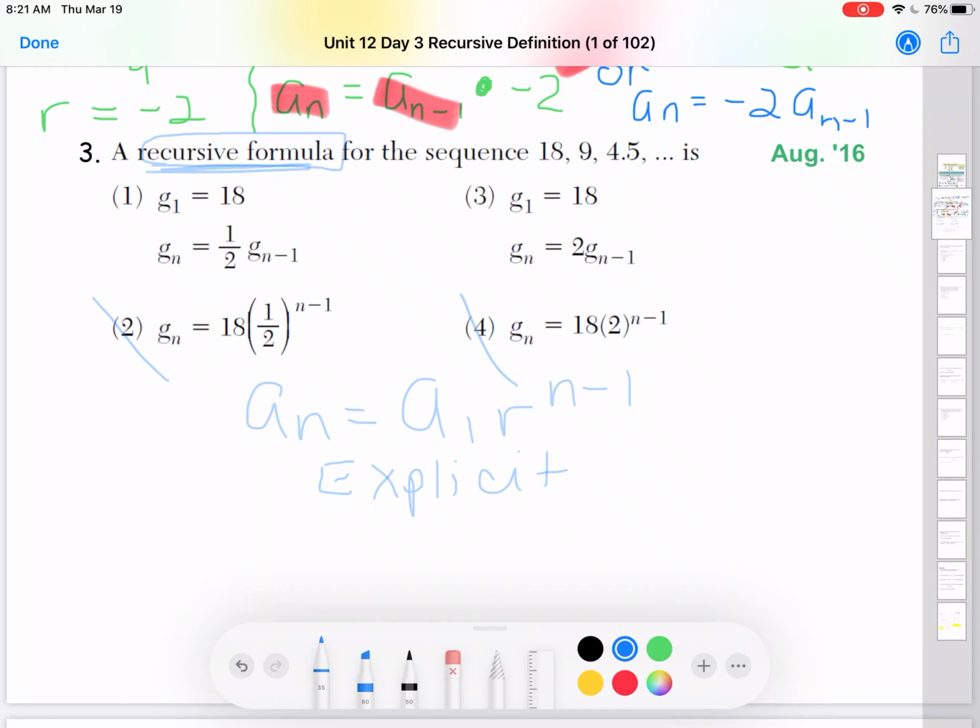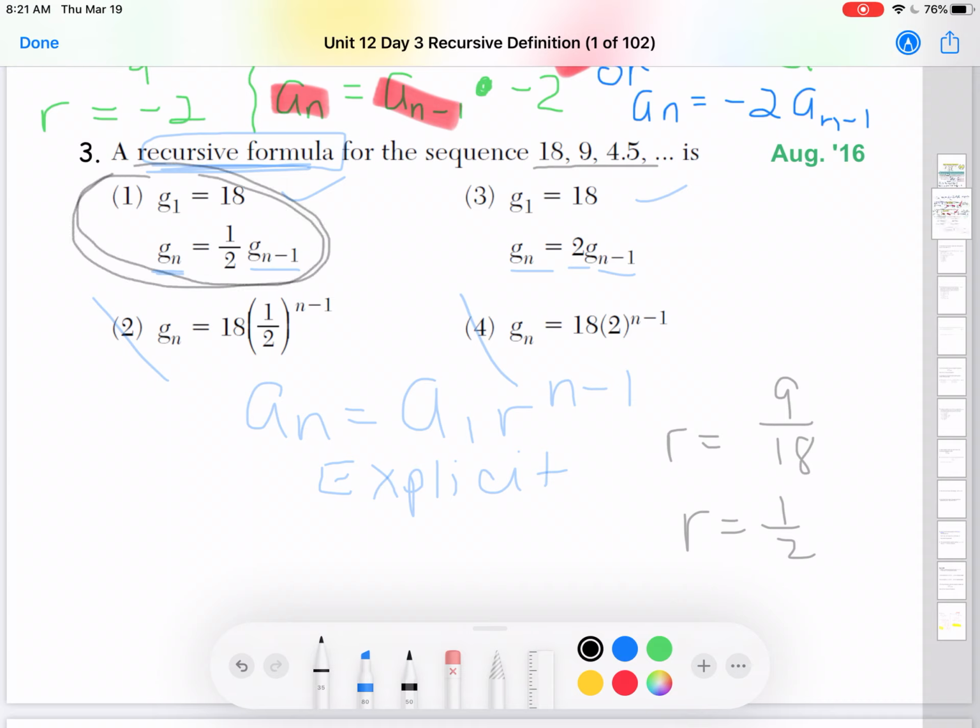Recursive formula is where you're always going to have the first term, and then you can see they're writing it as the next term is equal to half of the one before it, right? Or in this case, the next term is equal to twice the one before it. So we just have to figure out what the common ratio is in this question, and we could pick which choice it is. So common ratio, second divided by first, and my common ratio is 1/2. If you put in your calculator 18 times a half enter, times a half enter, times a half enter, this guy works. So choice 1 is my recursive formula.